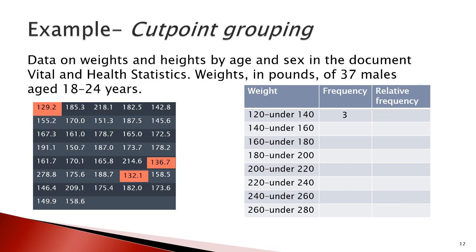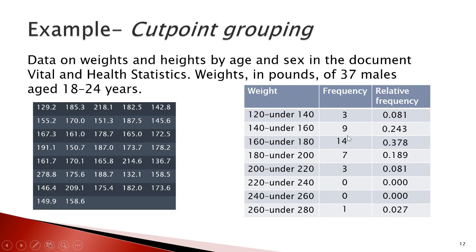As we did in the previous example, we can calculate the relative frequency straight away because we know there are 37 males, so we know the number of observations. The frequency divided by the number of observations will generate the relative frequency. That will be 0.081. Like that, we can get the frequencies for each and every class, every cut point group, and then get the relative frequency by dividing frequency by the number of observations, as you did in the previous examples.